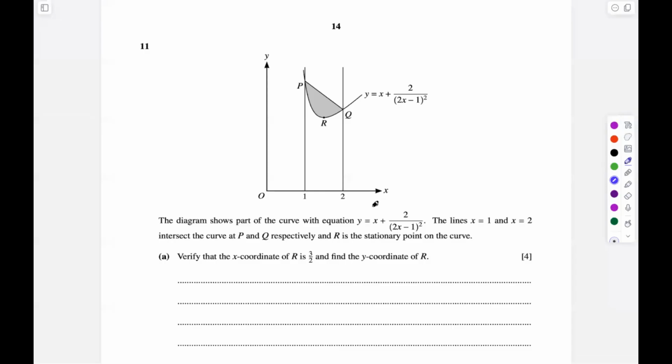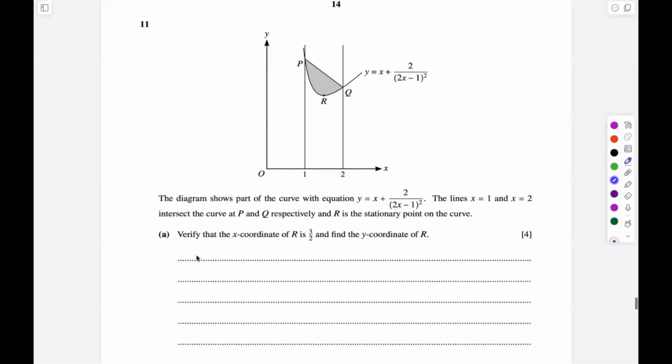Question 11, the diagram shows part of the curve with the equation y equals x plus 2 upon (2x minus 1) whole squared. The lines x equals 1 and x equals 2 intersect the curve at P and Q, and R is a stationary point on the curve. In part A, we have to verify that the x coordinate of R is 3 upon 2 and then find the y coordinate. So as R is a stationary point, it means that at that point, dy dx will be equal to 0. First, we can write the equation as x plus 2 into (2x minus 1) to the power minus 2.